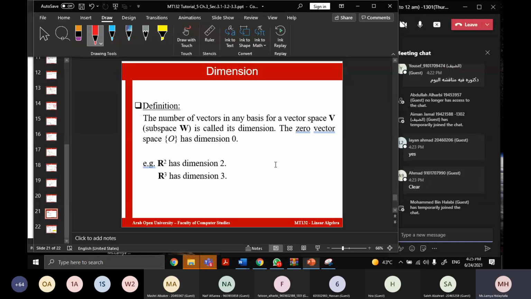And by definition, the zero vector, which is the vector 0 0 0, this one has dimension 0. We say it has dimension how much? 0. Zero vector, meaning my space only has the zero vector. So the dimension of this is 0. R2 will be 2, R3 will be 3.